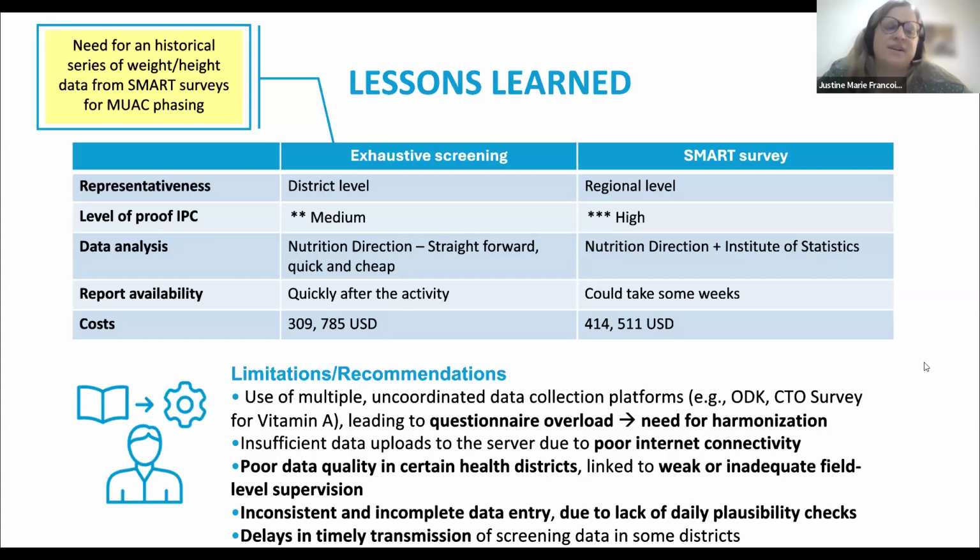Regarding the limitations that we've identified, there was the use of multiple and uncoordinated data collection platforms, different platforms actually for the vitamin A data and for those on MUAC. So it was leading to questionnaire overload. So there is really a need for harmonization and room for improvement here. There were also insufficient data uploads to the server due to poor internet. And the quality of data, as you've seen, was really poor in some health districts that had to be excluded from the results. And this was really due to weak or inadequate field level supervision. But as we have already stated, there was a huge number of teams and only 4 days.